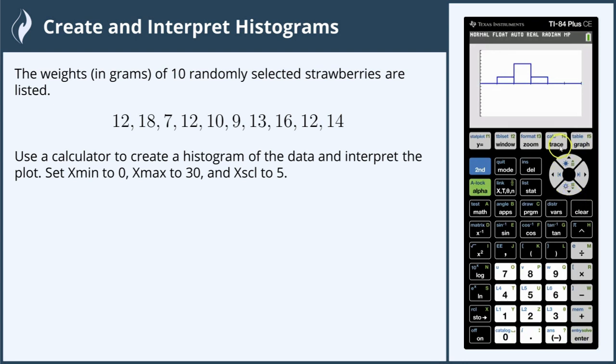And we can do trace. We can see things below 5. Between 0 and 5, there's none of them, but there's 2 that fall between 5 and 10, 6 that fall between 10 and 15, 2 that fall between 15 and 20, none that fall between 20 and 25, and none that fall between 25 and 30.